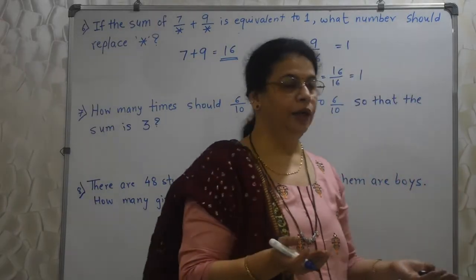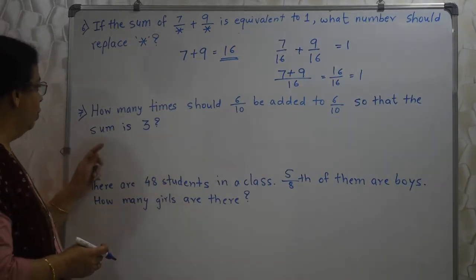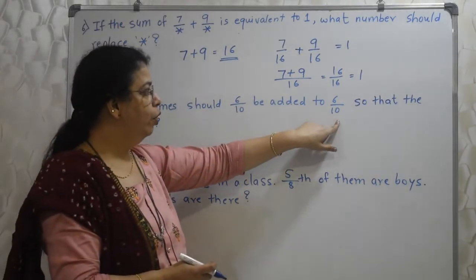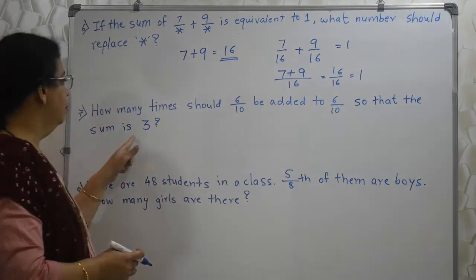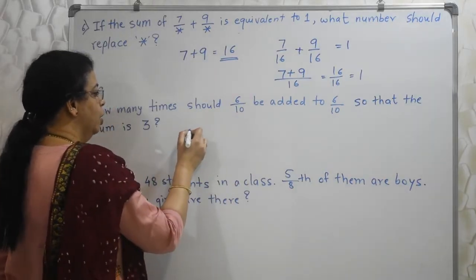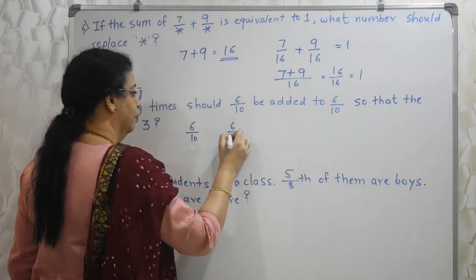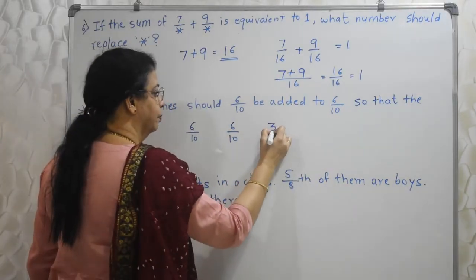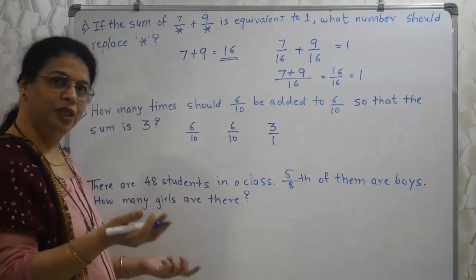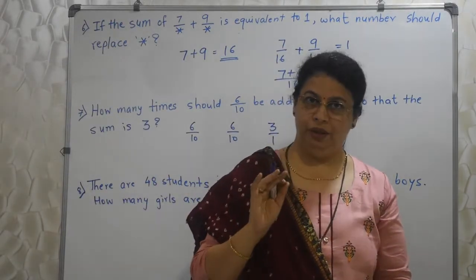So simple, isn't it? Now we will begin with the next one. How many times should 6 upon 10 be added to 6 upon 10 so that the sum is 3? Okay, I am writing the way they have given me numerical values. 6 upon 10, and then this 3. Okay, 3 means 3 upon 1 actually. 3 means 3 upon 1, right? Now here also I am going to tell you a shortcut method to arrive at the answer.